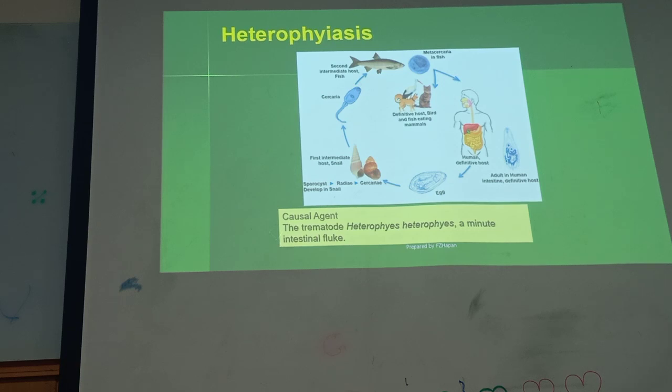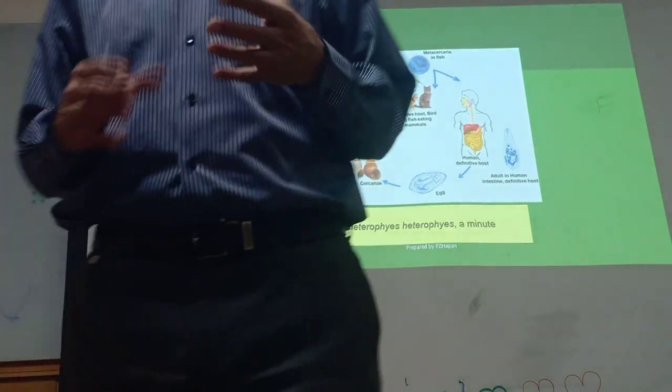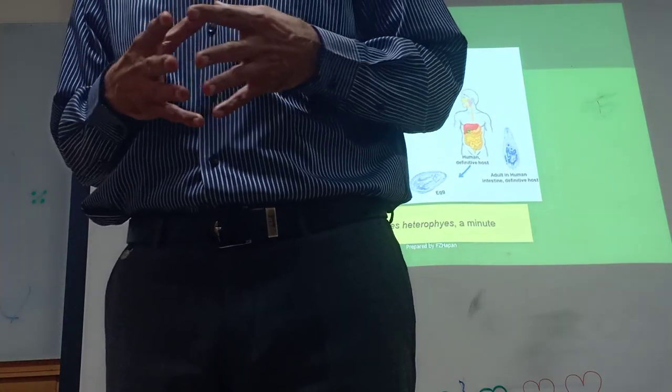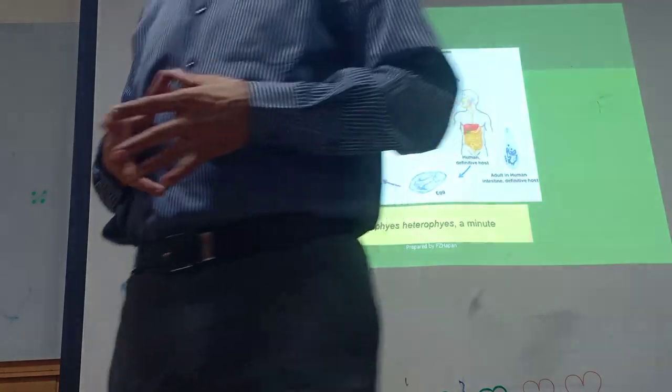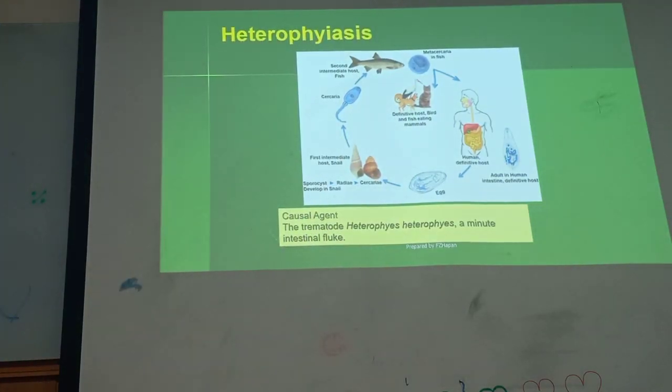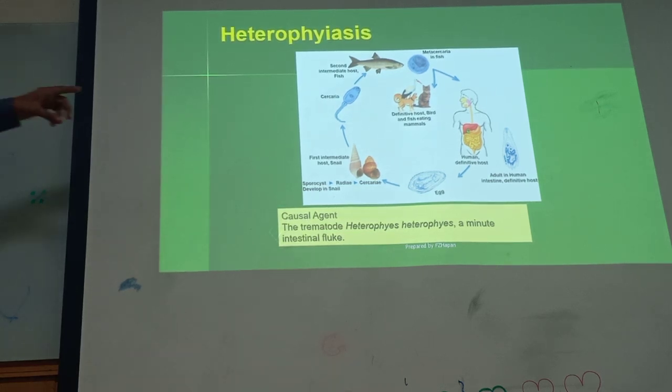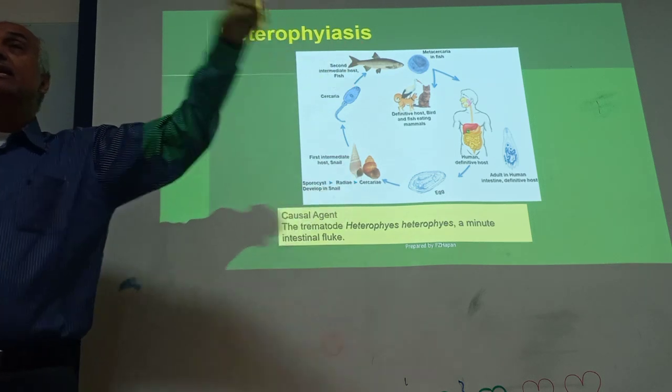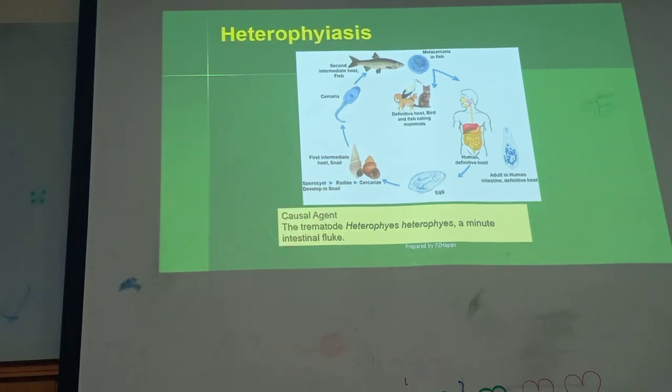So, in Khuzestan, I remember that one of the PhD students graduated 20 years ago under the supervision of one of my professors, Dr. Masoud. They took nearly 4,000 random stool samples among the villages. They found 8% of the people infected with Heterophyes, causing heterophyiasis, an intestinal fluke of very small size. Even the adult worm, you cannot find it in the petri dish. How can we find the eggs?